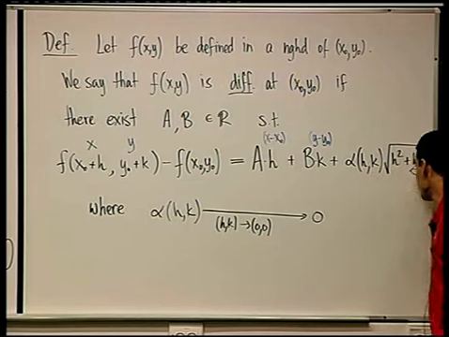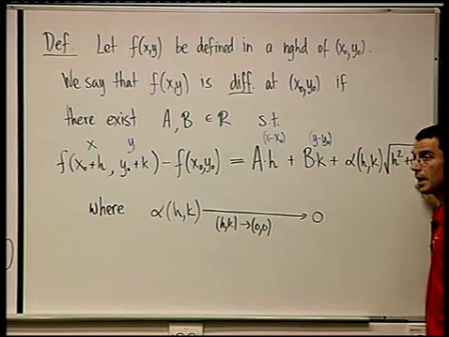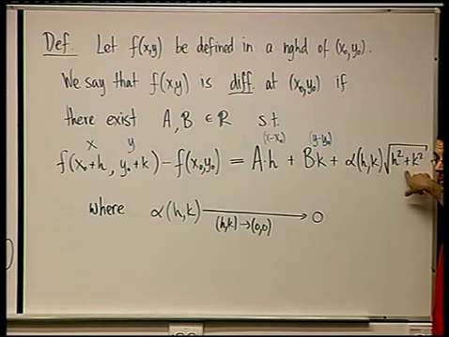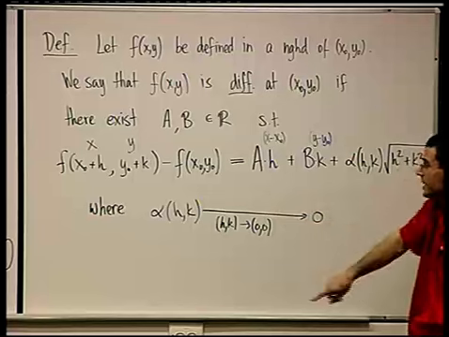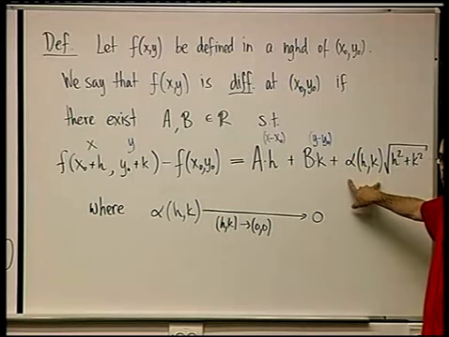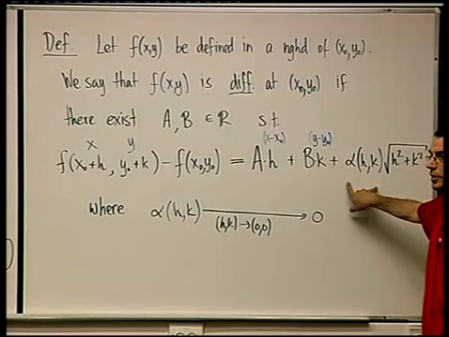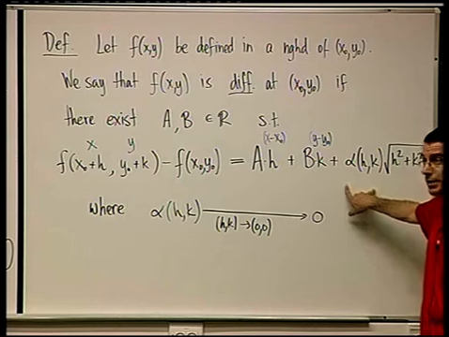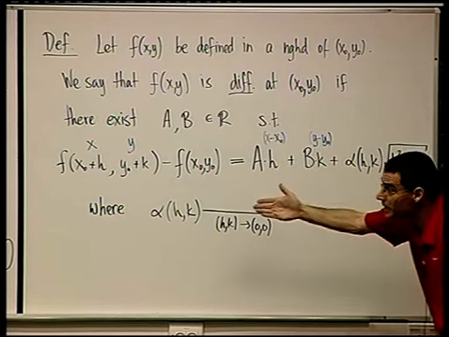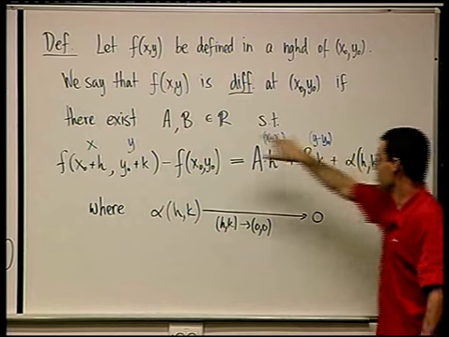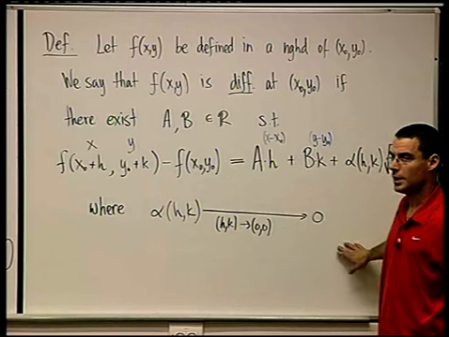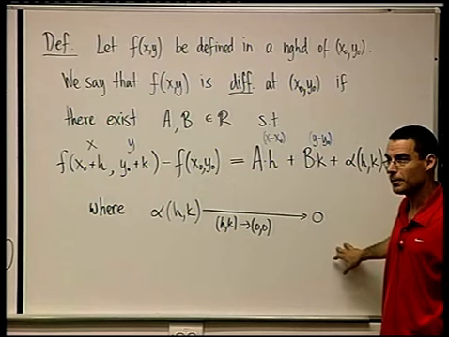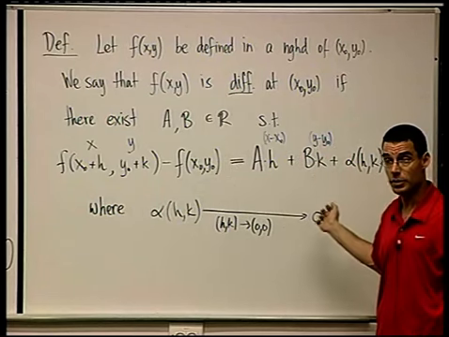So I can replace the numerator by just this thing. But then I'm dividing by the root of x minus x0 squared plus y minus y0 squared. So the entire thing in that limit is just alpha of h, k, or alpha of x minus x0, y minus y0. Do you see that? So the statement is that that limit, the difference between this minus this divided by this, goes to 0 as (h, k) goes to 0. Do you see the equivalence of these two things?